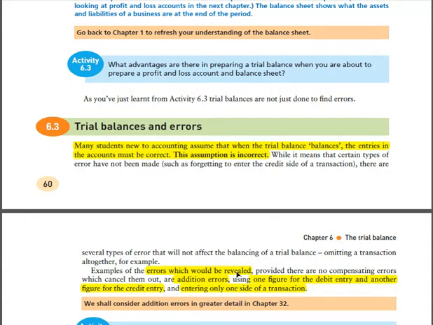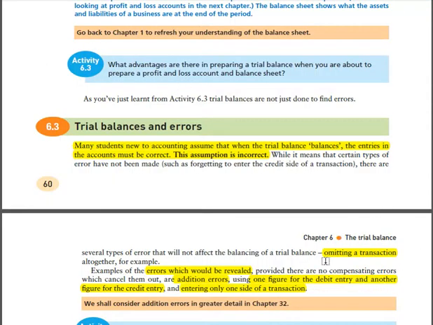However, even if the trial balance balances, there are certain types of errors which the trial balance would not show you, and these could be omitting a transaction completely, which means you just forgot to take into account one transaction completely. So there was no debit, nor was there a credit. So the trial balance would balance, but it does not mean that you didn't make an error. There would be an error, but the trial balance would not show that.